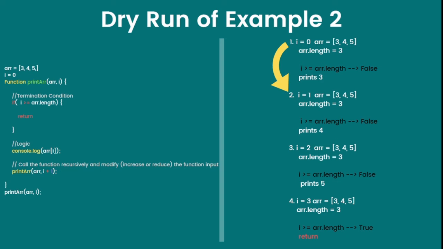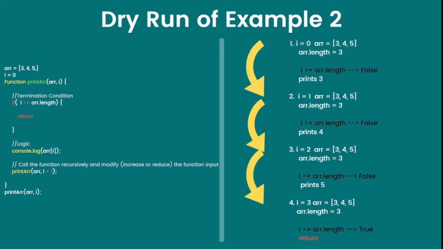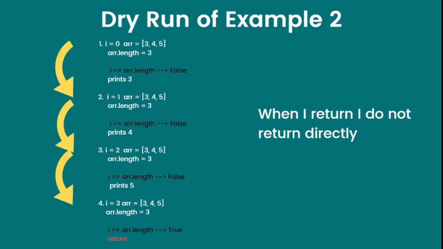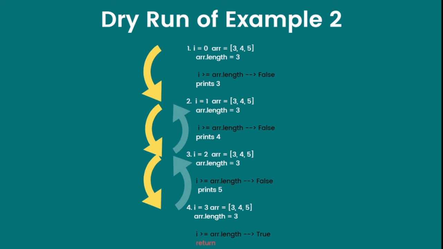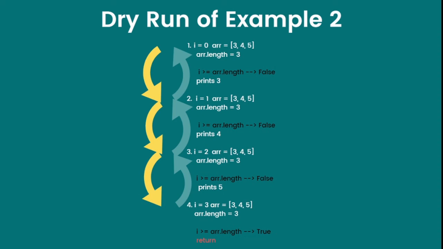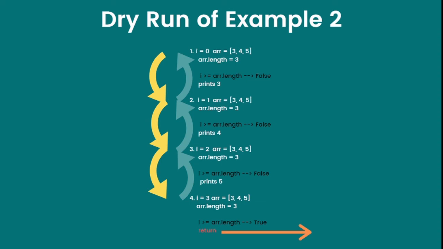So we can see here that we go from step 1 to step 2. Then we go from step 2 to step 3. And we go from step 3 to step 4. And then we see the return statement. But when we see this return statement, it does not return directly. So we return like this. We go from 4 to 3, and we go from 3 to 2, and then we go from 2 to 1. And when we've gone like this, then we return out of the function.